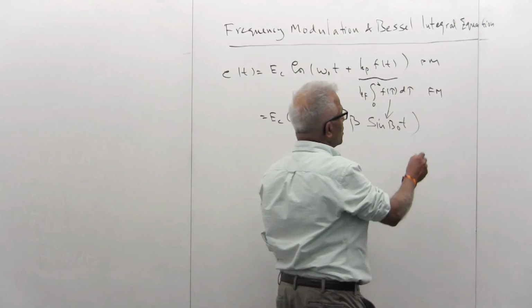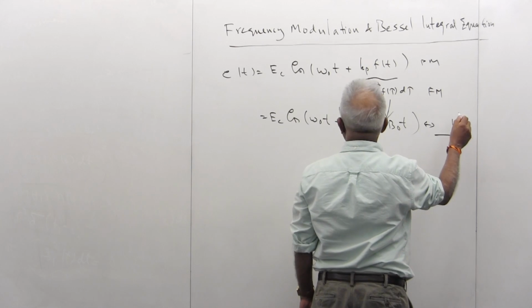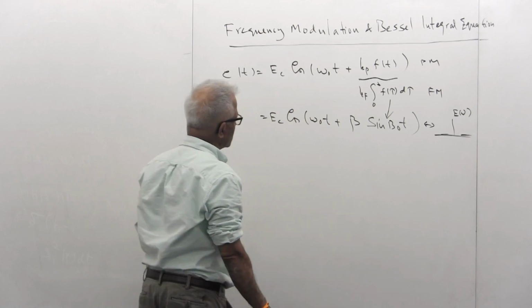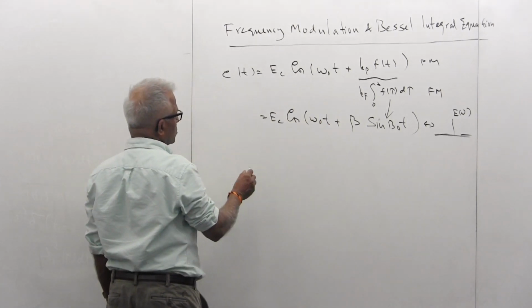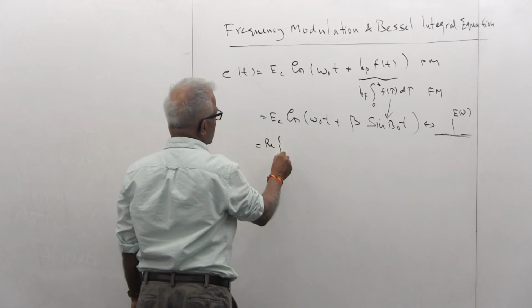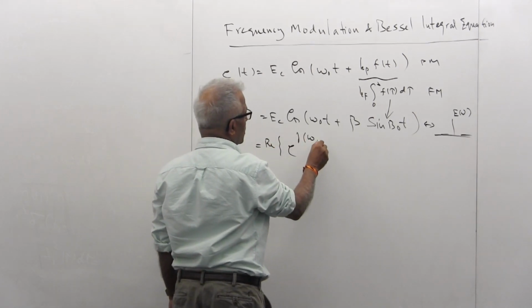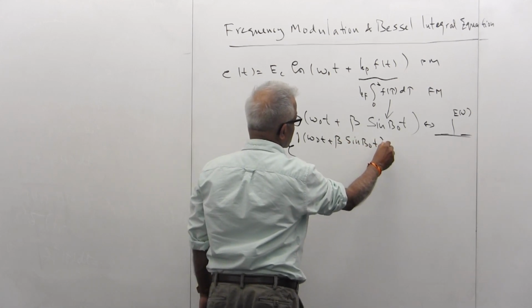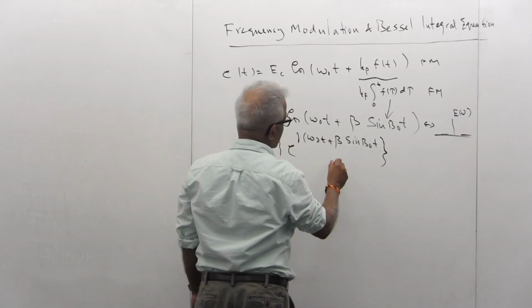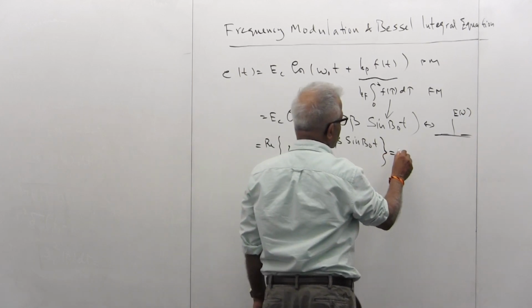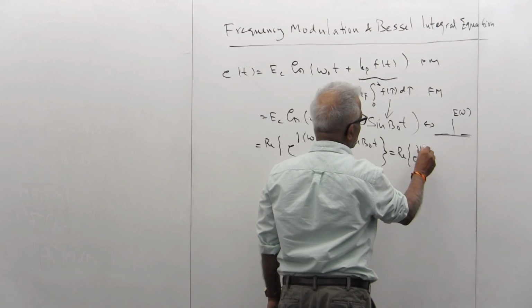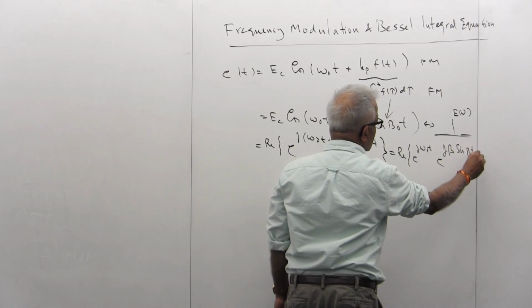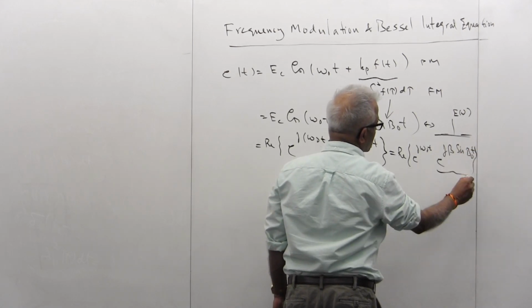So the question is, what is the bandwidth of this in the frequency domain? How much bandwidth, and where are the frequency components, etc.? The easiest way is to rewrite this as the real part of e raised to j(omega naught t plus beta sine b naught t), and this we can split into two components: the real part of e raised to j omega naught t, times e raised to j beta sine b naught t. This is easy to understand, so let's concentrate on this term.